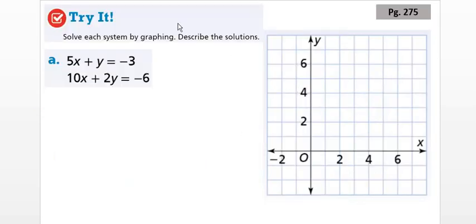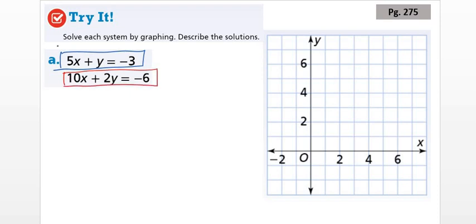So here is an example. Let's solve it. First, I will check my equations: are they in the standard form? Are they in the slope-intercept form? What is the slope-intercept form? I will solve the first one with the blue color and the second one, let's say, with the red color.